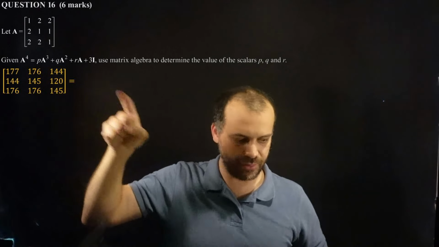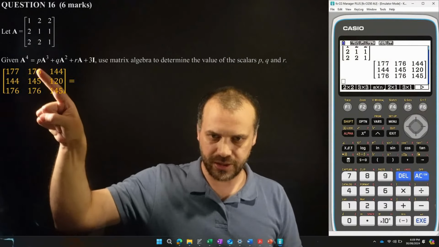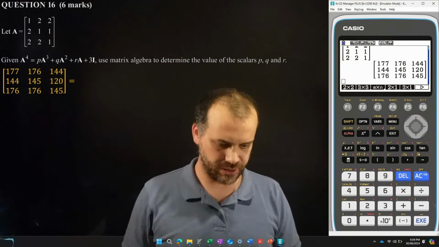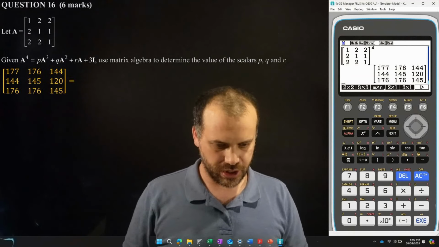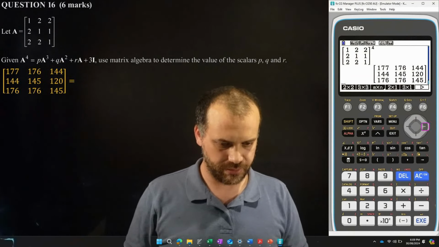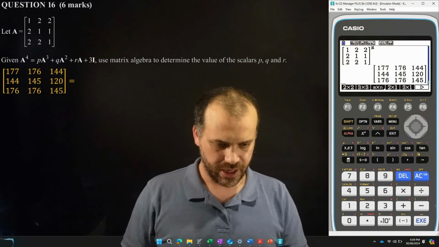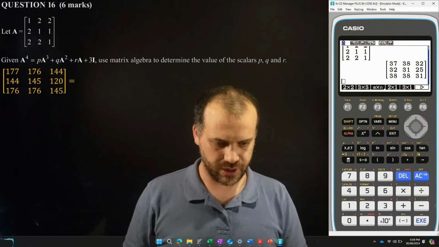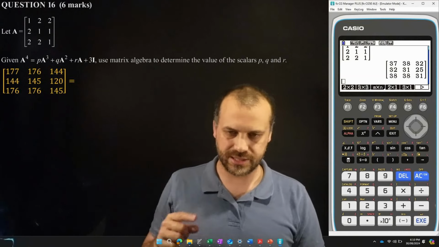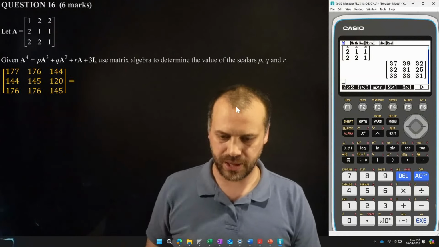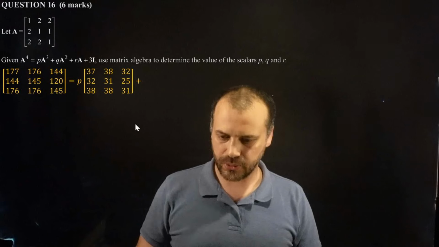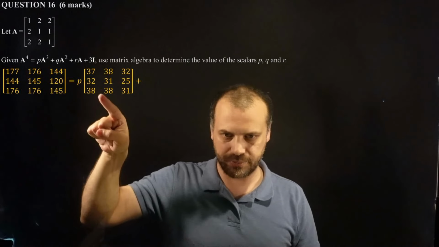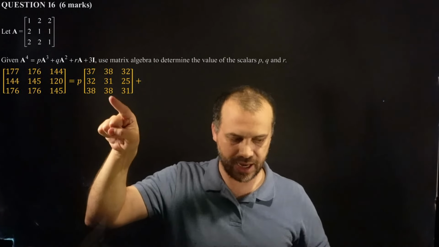And I'm going to keep going with my equation here. Now, the next part of the equation is p times a to the 3. So I might just jump up here, scroll through my matrix really fast, and replace that 4 with a 3. And there I have my next little bit. So I can now put in my next part of my equation equals p times a to the 3. And there's a to the 3.